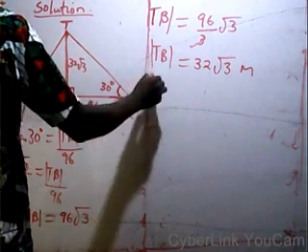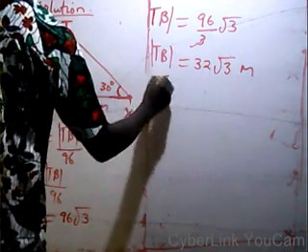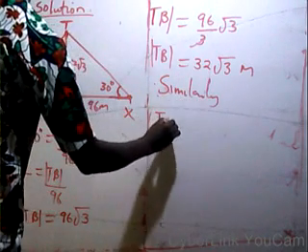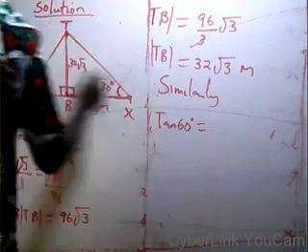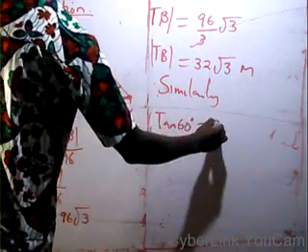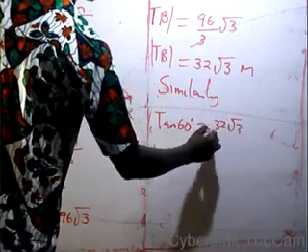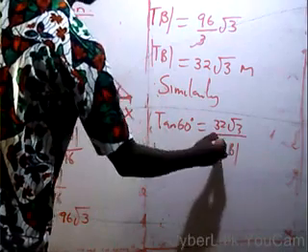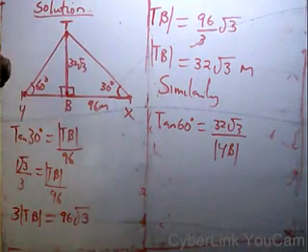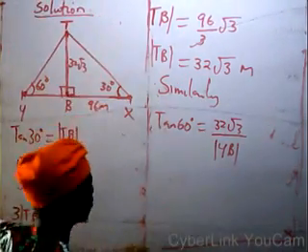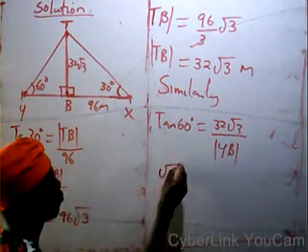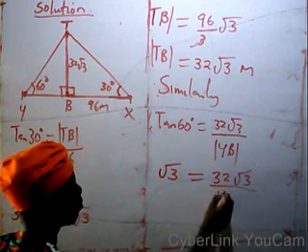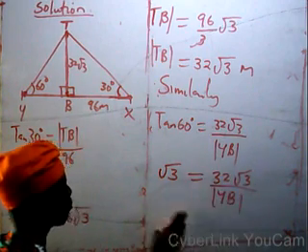Tan 60 degrees is equal to opposite over adjacent. Opposite is 32 root 3, divided by adjacent, which is YB that we are looking for. And what is tan 60? Tan 60 is root 3, so that I can have root 3 equal to 32 root 3 all over YB. If you like, you can cross multiply.